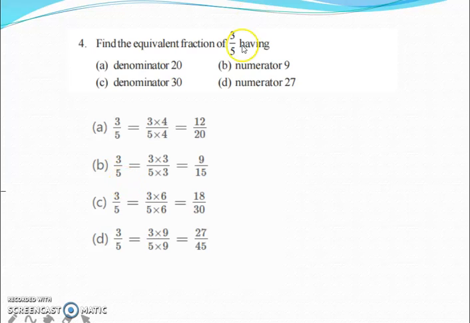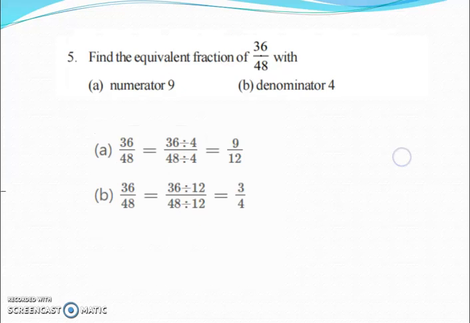3 upon 5, B1, the numerator is 9. So 3 threes are 9, so 5 threes are 15. Like this you have to find these answers. Move to the next, C1, denominator we need 30. So what we have to do? 5 sixes are 30, so 3 sixes are 18. Okay, next D1, numerator 27. So 3 nines are 27 as well as 5 nines are 45. So in this format you have to solve these questions.